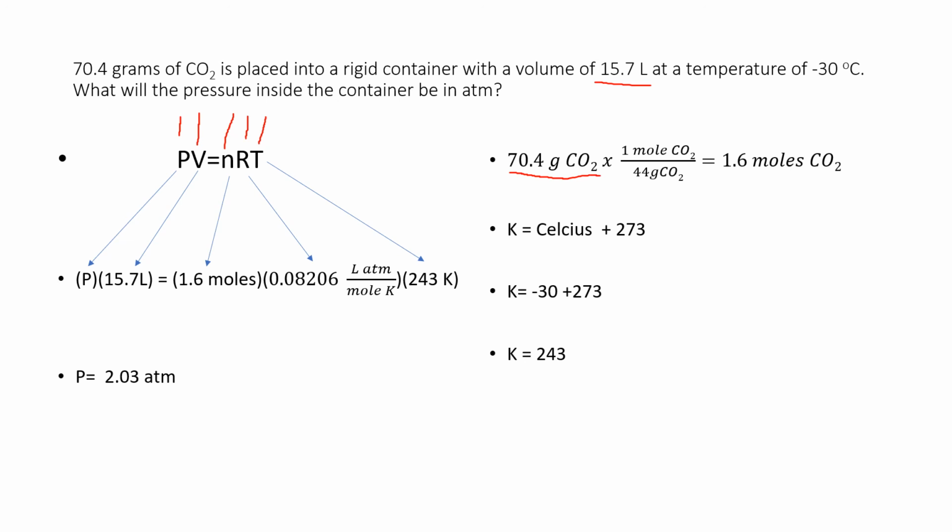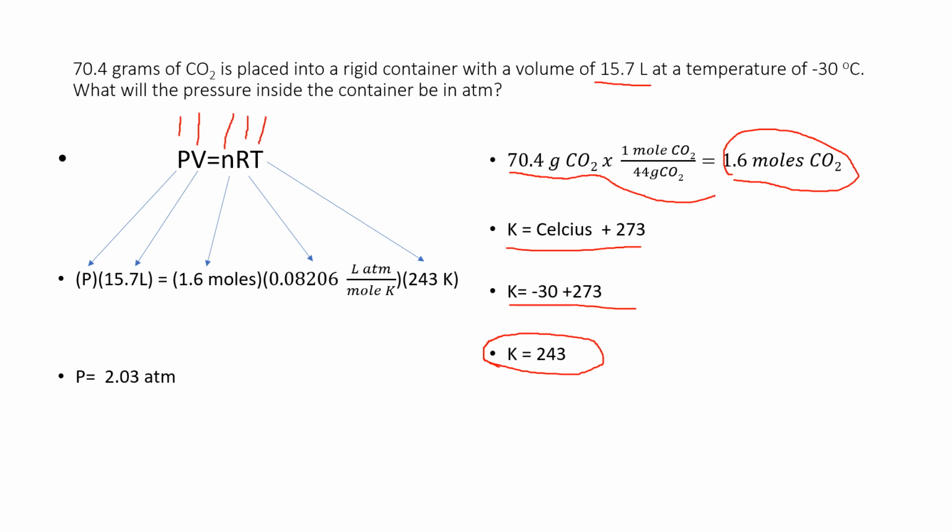70.4 grams of CO2. Use the molar mass of CO2, which is 44 grams per mole, and we'll get 1.6 moles of carbon dioxide. So we have our moles. R is always provided to us, so that's where that came from. Lastly, we need the temperature in Kelvin. The conversion between Celsius and Kelvin is Celsius plus 273. So we get our negative 30 in here, and we'll get a temperature in Kelvin of 243. So that's where that temperature in Kelvin came from.